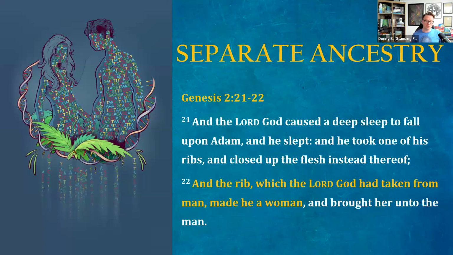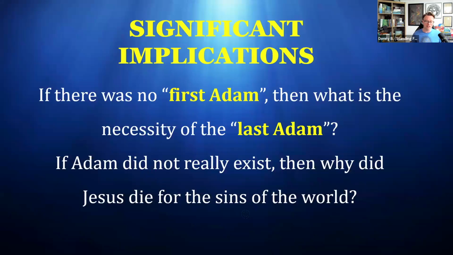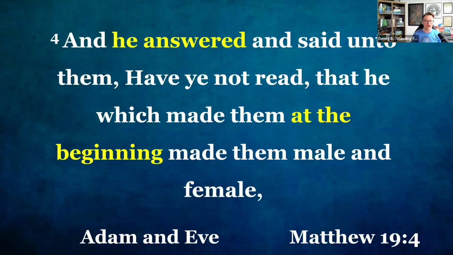Genesis 2:21-22. And the rib which the Lord God had taken from man made he a woman. There's Adam, there's Eve. Clearly no common ancestry with apes or any other form of life there in those passages. Again, if there was no first Adam, then what is the necessity of the last Adam? If Adam did not really exist, then why did Jesus die for the sins of the world? Jesus Christ, our Lord and Savior, confirms the existence of Adam and Eve.